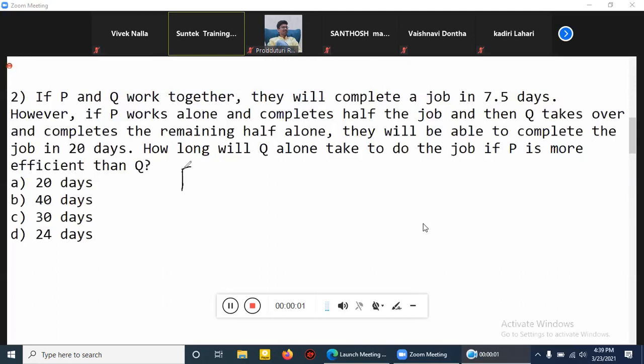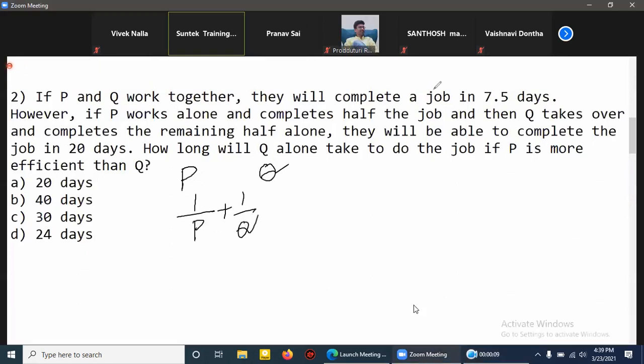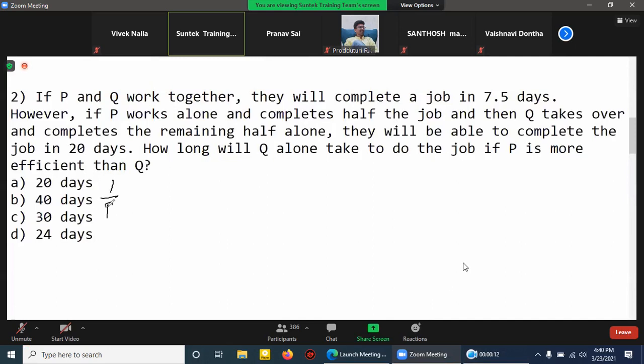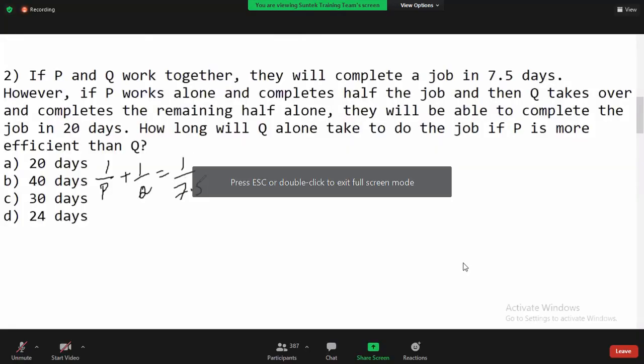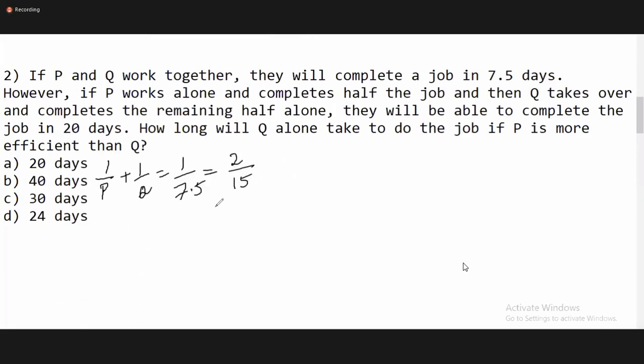Let's say P can complete a work in P days, Q can complete a work in Q days. So can I write 1 day work is 1 by P and 1 day work is 1 by Q? Yes or no? So 1 by P plus 1 by Q is equal to 1 by 7.5. Can I write this as 2 by 15? Agree? Okay, let's take this as the first equation.